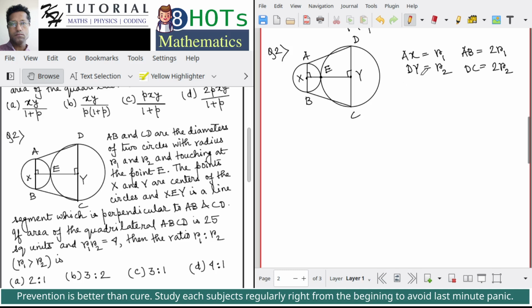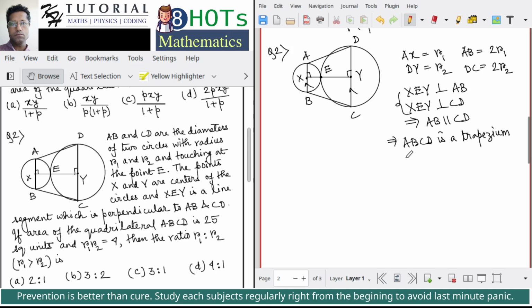Okay, so XEY is perpendicular to AB, and XEY is perpendicular to CD. These two imply that AB is parallel to CD. So we have AB parallel to CD. Now we can think of ABCD as a trapezium, where AB is parallel to CD.